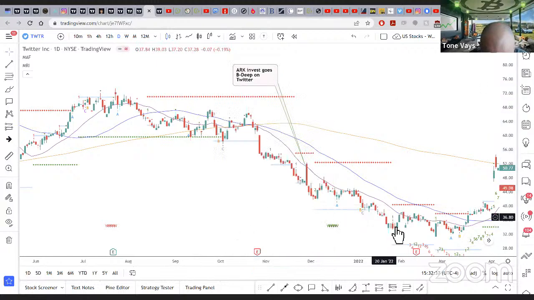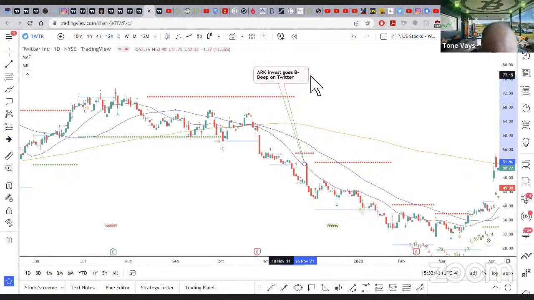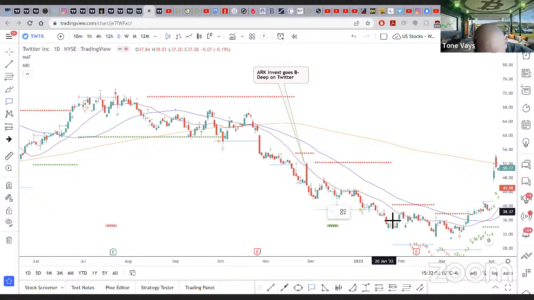Right here, Cathie Wood, ARK Invest gets out of Twitter. So somewhere around here, I don't know. I gotta check. I'm gonna Google it, but on a different monitor. ARK or Cathie Wood exits Twitter. When was this? December 17. Right here. Exits? No, I thought it was later than that.